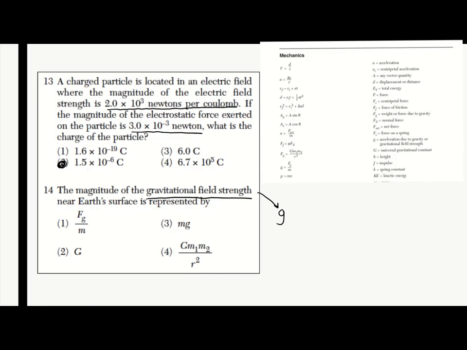And so that will lead us into choice 1, Fg over m. So g, gravitational field strength, is the same as the acceleration due to gravity, which is Fg over m, or weight over mass. There you go.